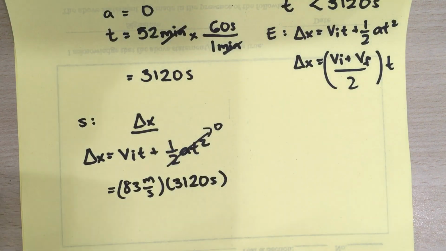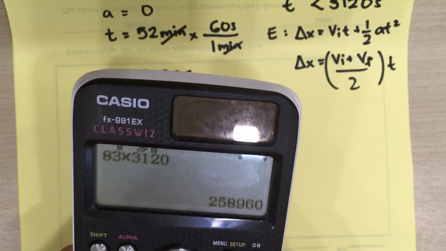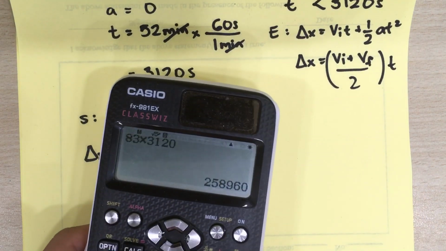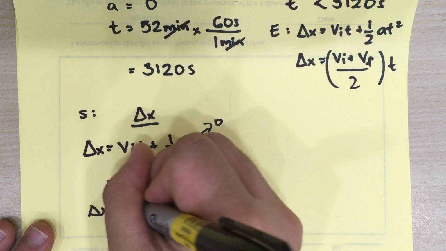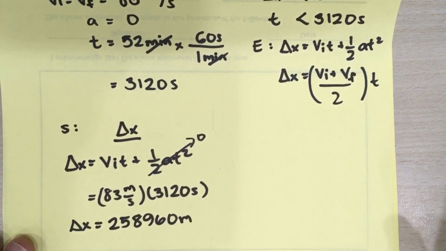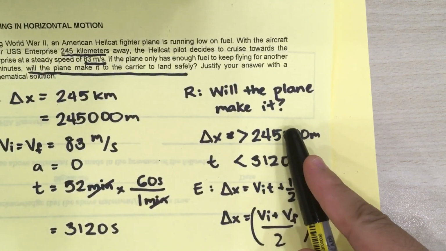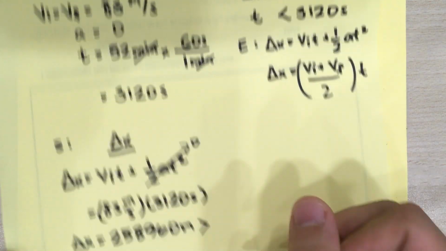Okay, now let's solve. That's simply 83 times 3,120. That gives me 258,960 meters. Now let's compare. Is this greater than 245,000? Well, definitely. It exceeds 245,000.